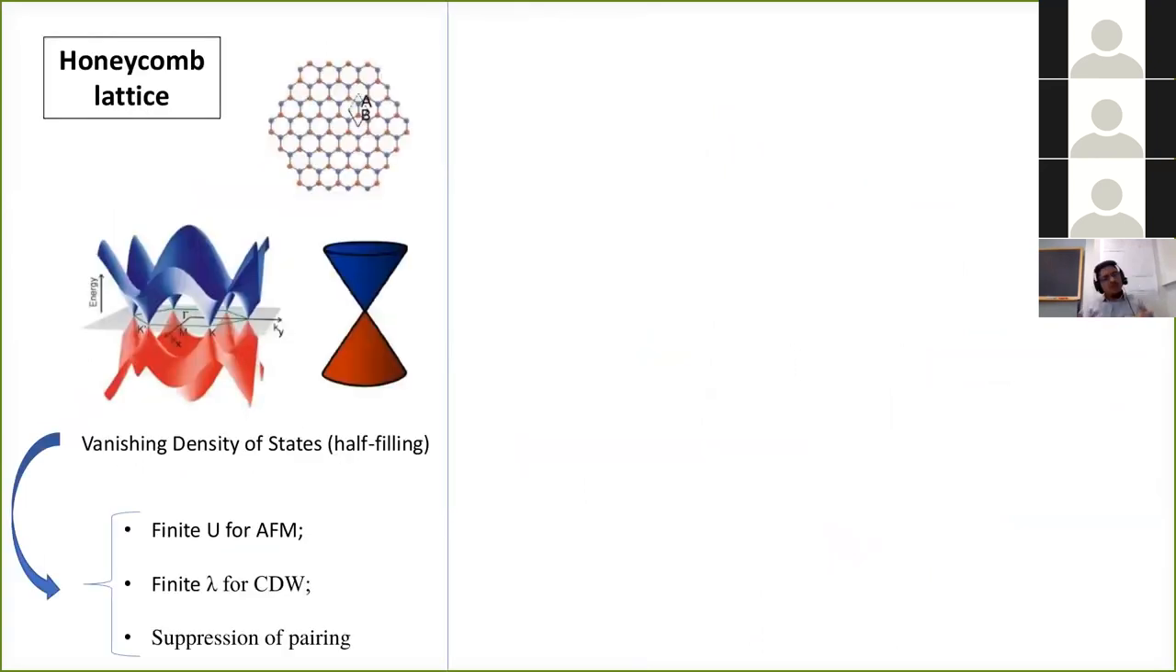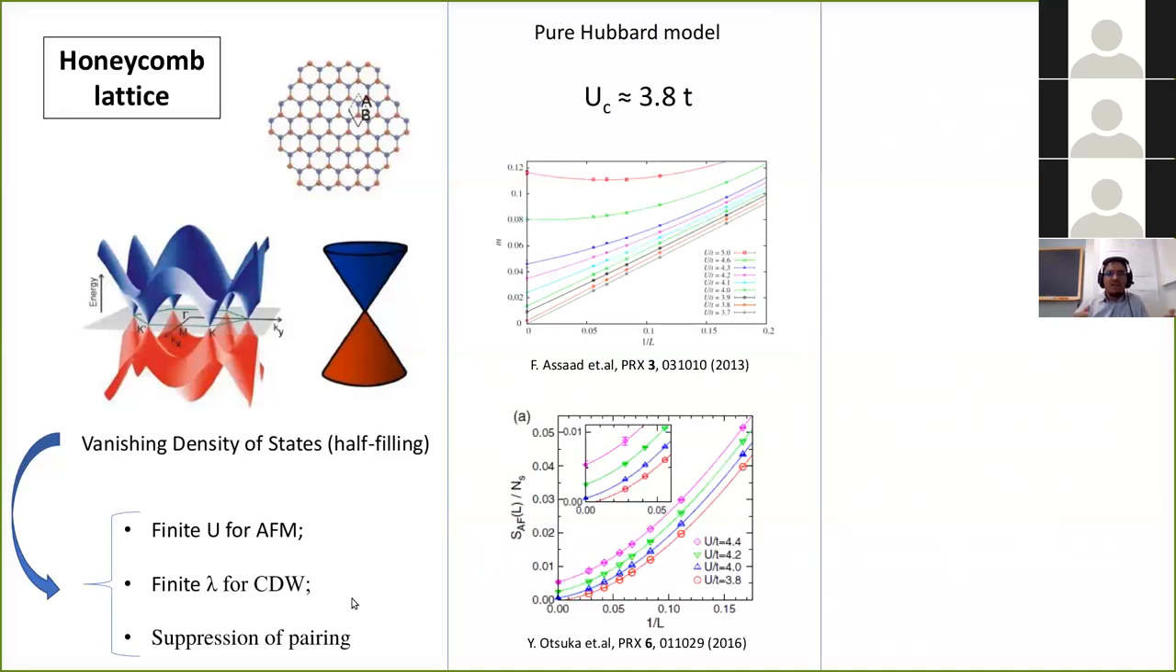So just to remind you, the honeycomb has a completely different dispersion relation. It has Dirac fermions, so it has a vanishing density of states at half filling. From this vanishing density of states, we may expect that we should have a finite U for antiferromagnetism, a finite lambda for CDW, and probably we will suppress pairing.